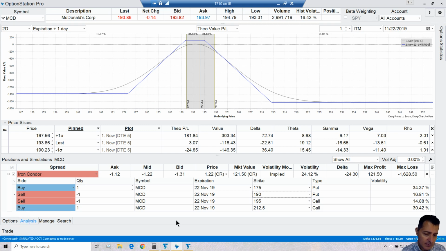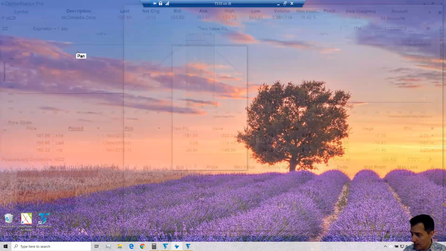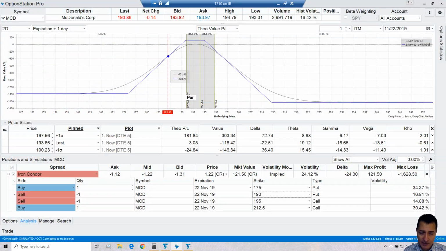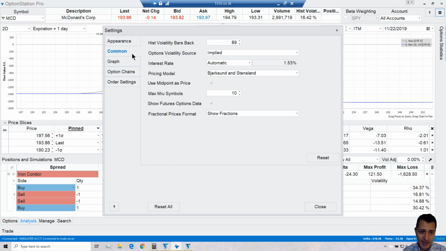So I'm just going to show you. I cannot show you 9.5 at the moment, but I'm just going to show you again the settings for you to make a note. Make sure you're using implied. Make sure you don't use Black-Scholes. I think it comes by default. You use Jarrow and Stensland.